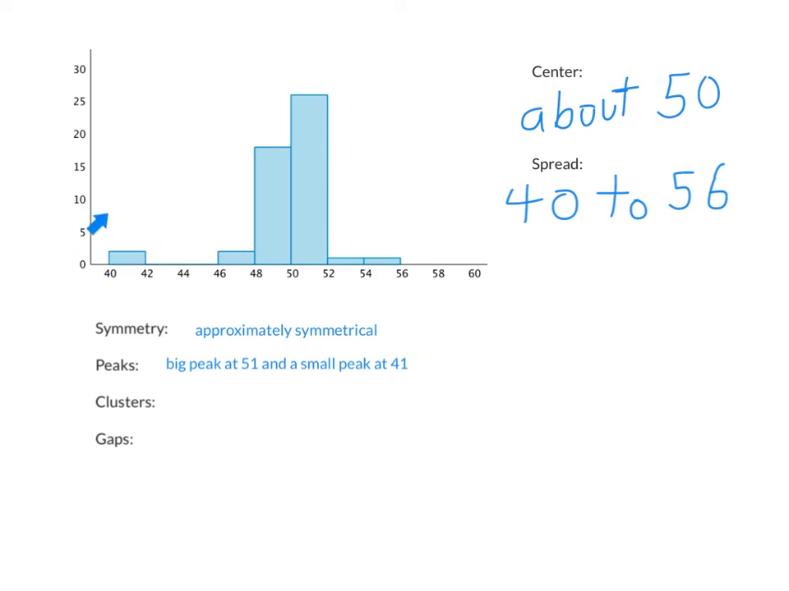All right, clusters. I definitely have one cluster here and then another cluster over here. This is a small cluster from 40 to 42, and this is a big cluster from 46 to 56. So let me make sure I have space to write this. One cluster from 40 to 42, and another from 46 to 56.